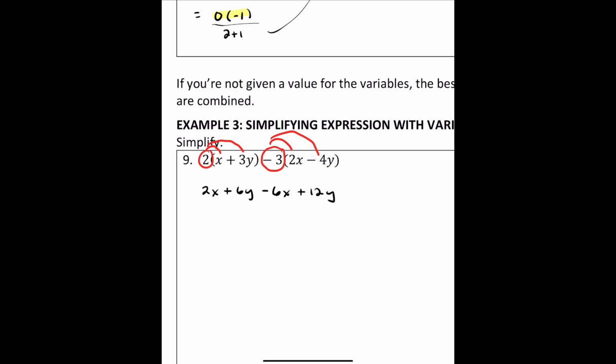And then we're going to combine the like terms. We have 2x and negative 6x. And then we have 6y plus 12y. So 2x minus 6x is negative 4x. And then positive 6y plus 12y, that is plus 18y. And this is your answer for number 9.